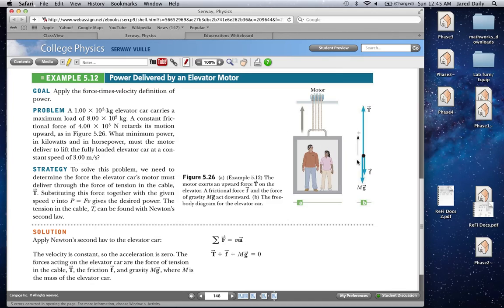Well, they draw the force diagram for us. We have the tension in the rope going upward, we have the friction going downward, we have the weight going downward. So there's our force diagram of the elevator. And they're going to go ahead and apply Newton's second law here in the first step. The sum of all the forces equals the mass times acceleration, and since this car is not going to accelerate, it's going to go at a constant speed, the acceleration will be 0, so the right hand of the equation will be 0, but we'll have 3 forces to add together on the left-hand side of the equation. That's a start.